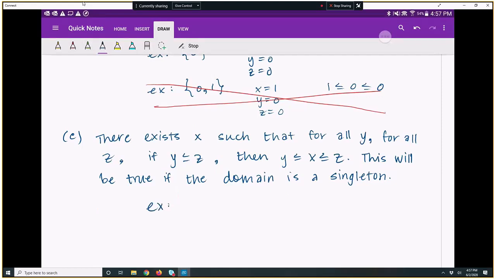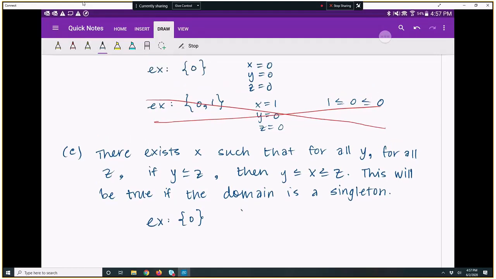So again, let's take singleton 0, and x is 0, y is 0, z is 0. Then 0 is less than or equal to 0, so the if part of the hypothesis is true. Then y is less than or equal to x is less than or equal to z. This will be true.